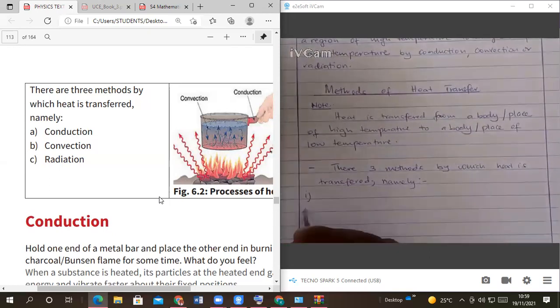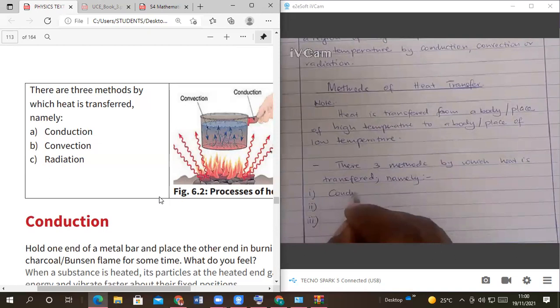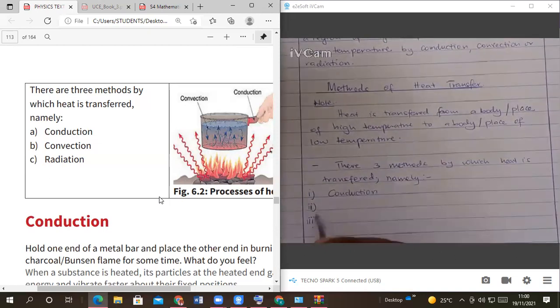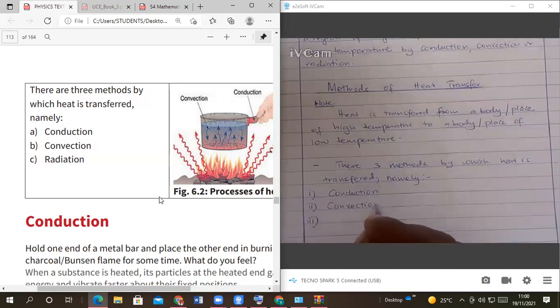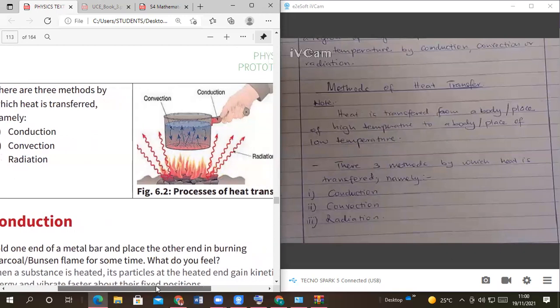Roman number 1, Roman number 2, Roman number 3. And members, I'm not going to give you the definitions of these methods. You are the ones who are going to find out the definitions. So we have conduction, we have convection, and the third one is radiation.